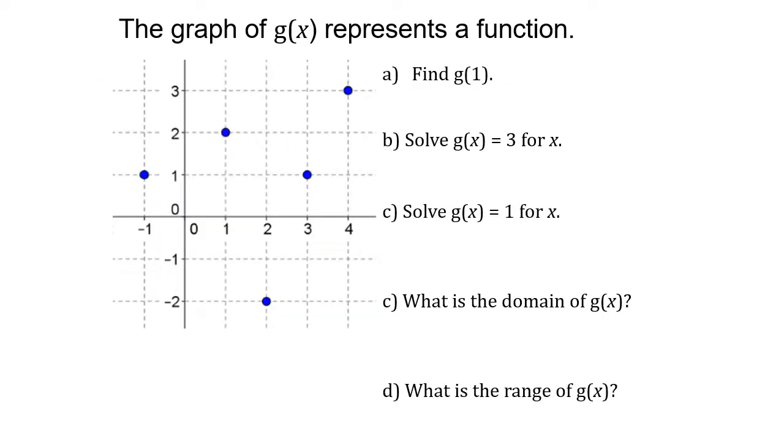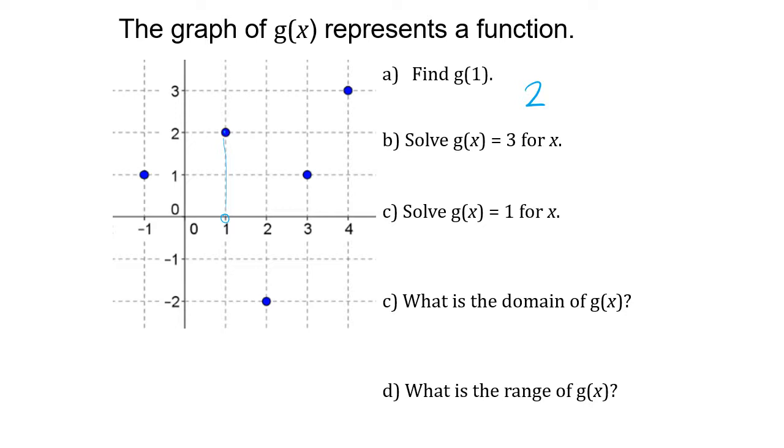So here is what's called a discrete function. Now this is not continuous. The dots are the only thing on this function. There's no line connecting them. So if I wanted to find these values, let's say I wanted to find g of 1, well 1 is my input, and so g of 1 would be 2.